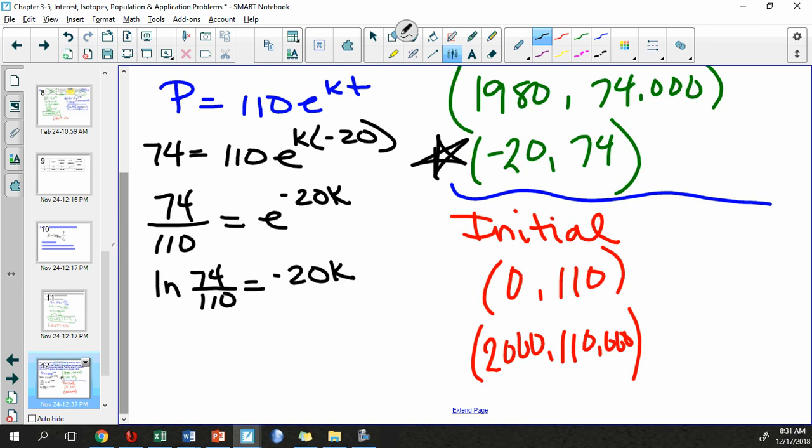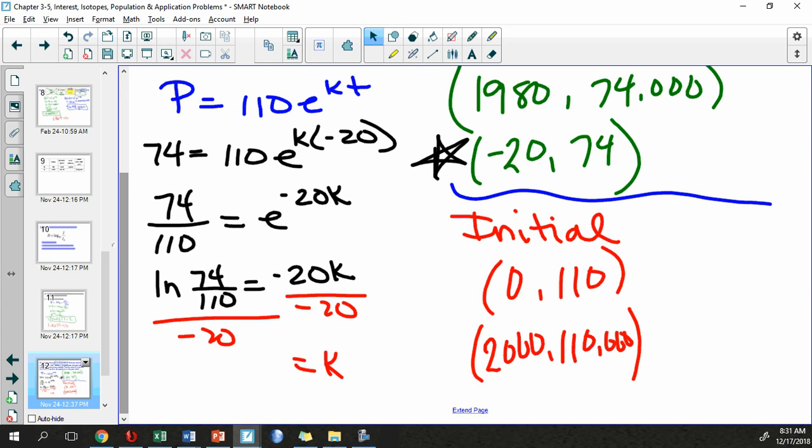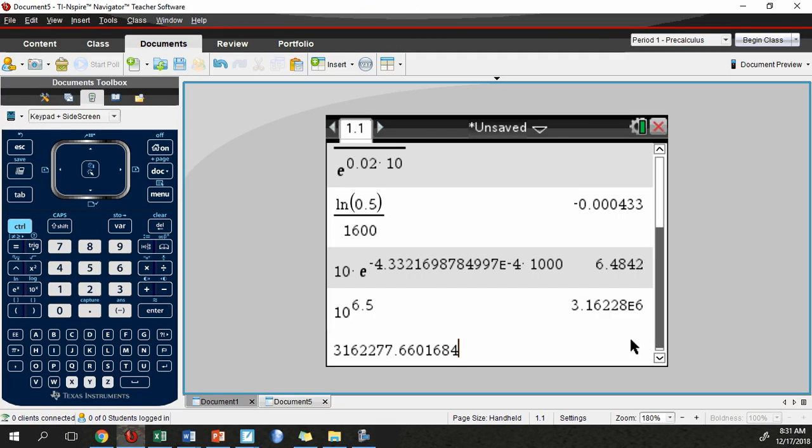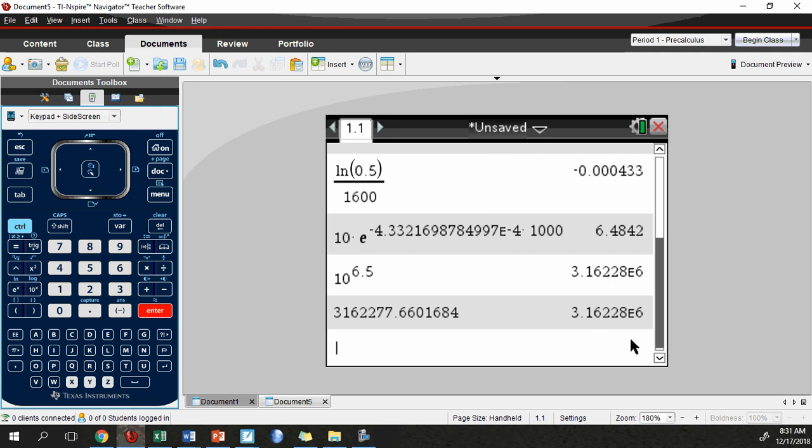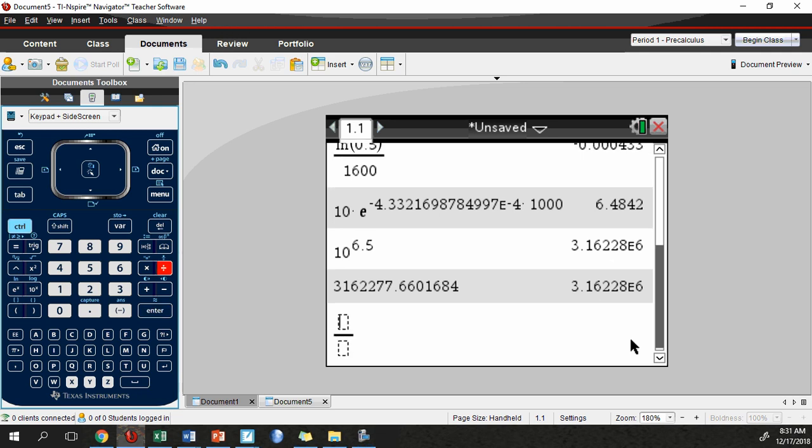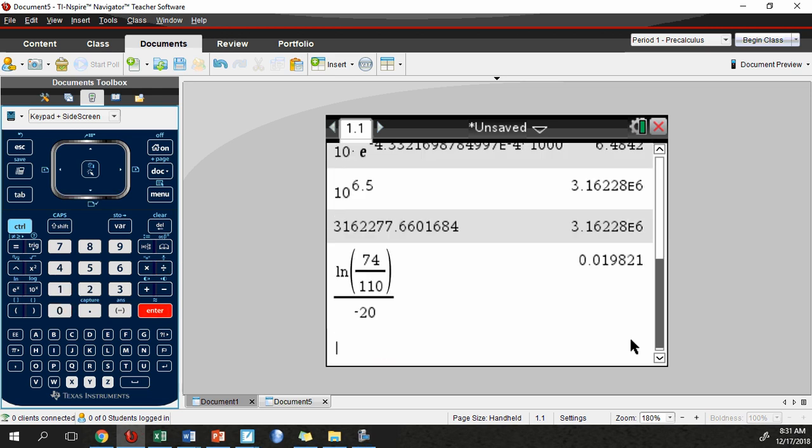And now I need to solve for K by dividing by -20 on both sides. And I'm going to get my rate. This is going to be my rate at which my population is growing or decaying. So I'm going to have the natural log of 74 divided by 110 all over -20. So my rate at which I am going to be increasing my population, how did I know it's increasing? By this decimal. Because it's positive.